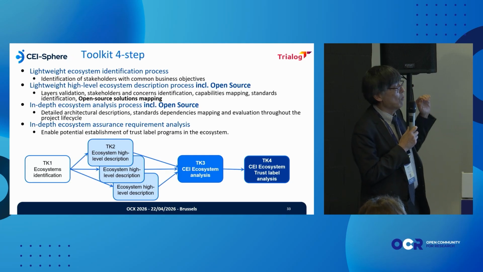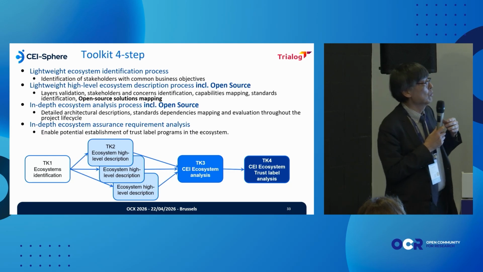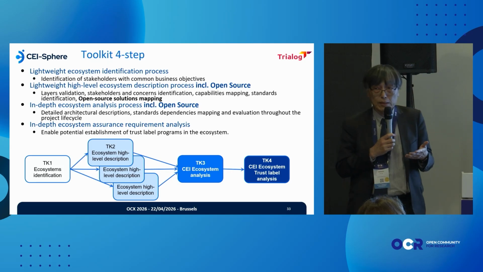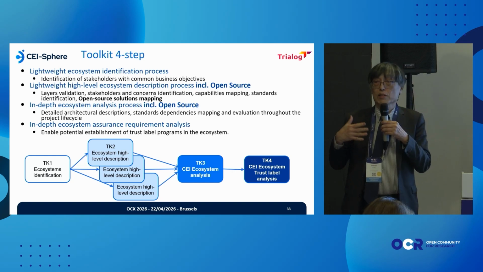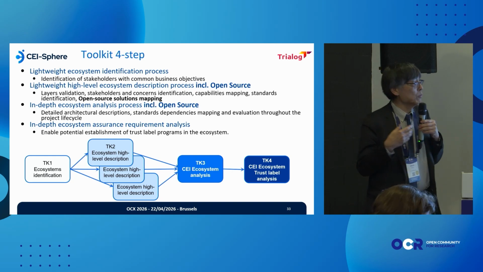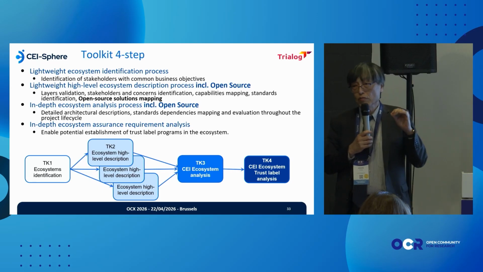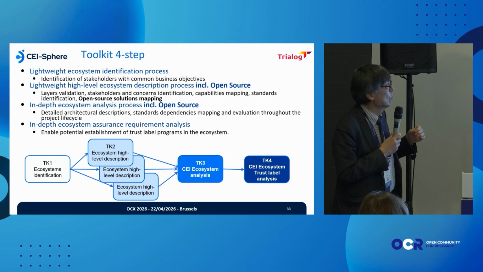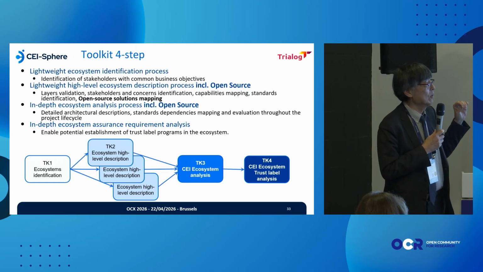Then we go a step further where we have a high-level ecosystem discussion process, including open source. So we're going to get further. What are the layers, the stakeholders, the concerns, capabilities, standards, and open source? As a first stage, because we are starting in the project. Then we have to mature, and you have Toolkit 3 and Toolkit 4, which are following the development of the project. They take time because we want to validate, want to make sure that our first idea is good, so we will mature. So we have Toolkit 3, which is in-depth ecosystem analysis, including the ecosystem.